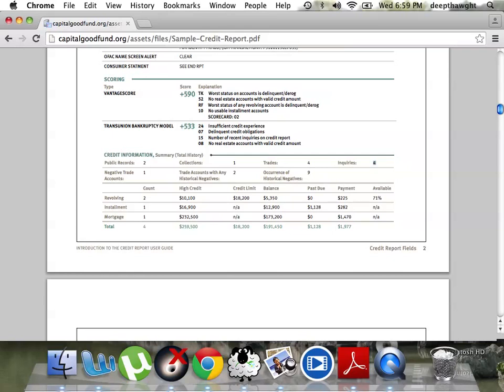Now, hard inquiries can affect your score. Within the letters in the book, you can also copy and paste or type those inquiries out and request and demand that those inquiries be removed off your credit report.